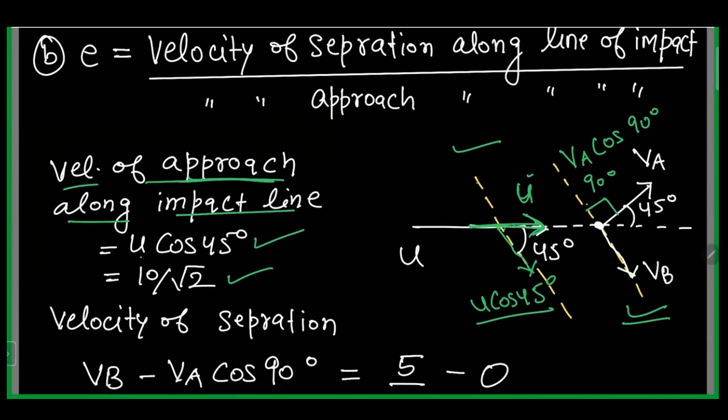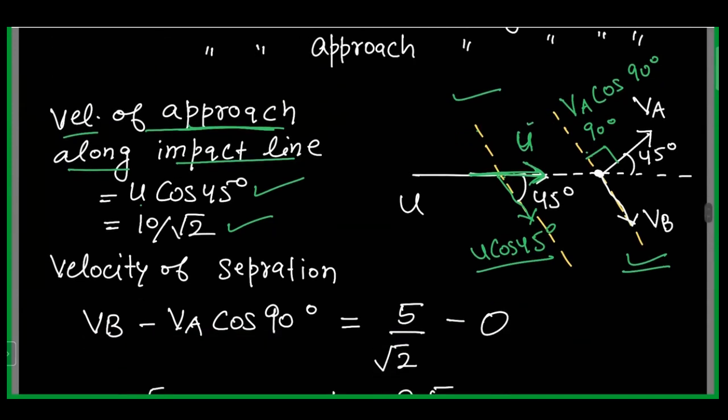Okay. Now what about the velocity of separation along your line of approach? So this is your situation. Your VA is moving in this direction and your VB is moving in this direction. You can clearly see that your VB is already along the line of impact. So what will be the velocity of VB along the line of impact? It will be VB, simple.